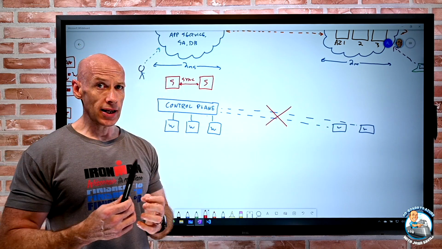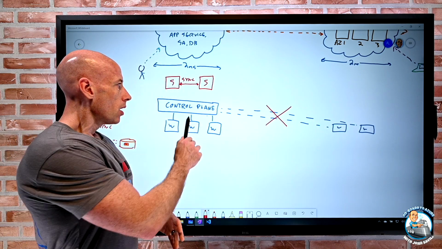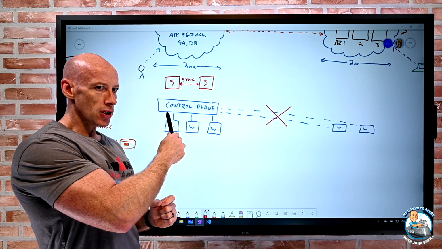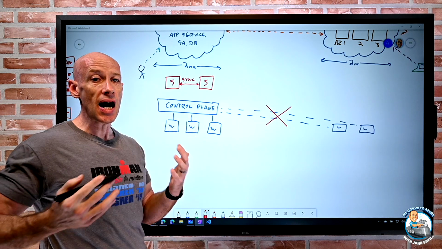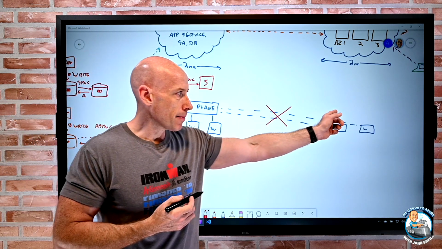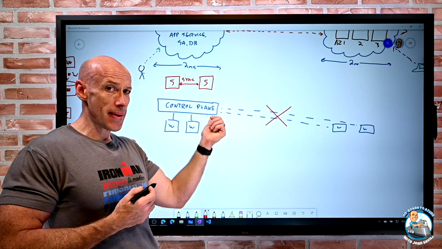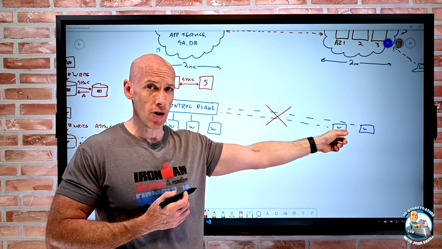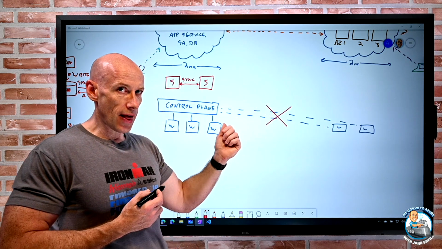Also consider control planes could have a problem. I might deploy something to the control plane and it fails. There's a bug in it. By having a separate control plane over here, it wouldn't be impacted by the same bug. This would carry on running. So I don't want that.